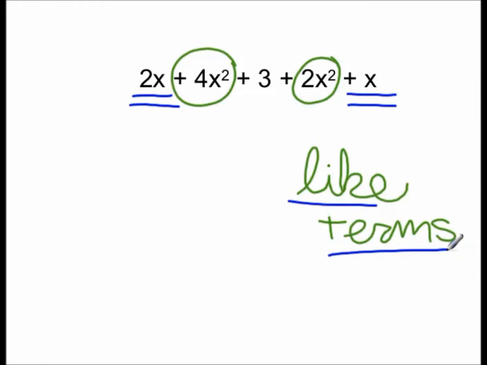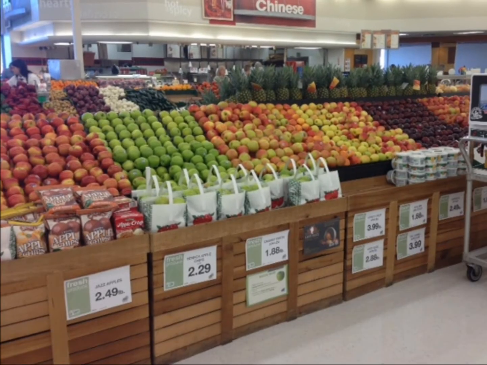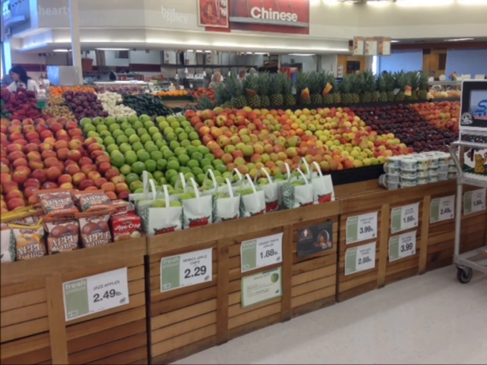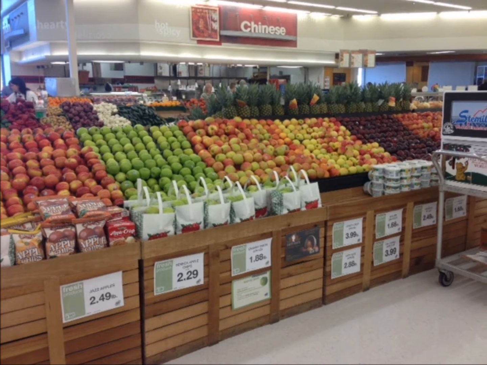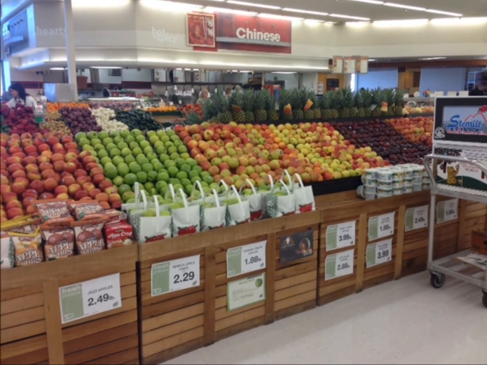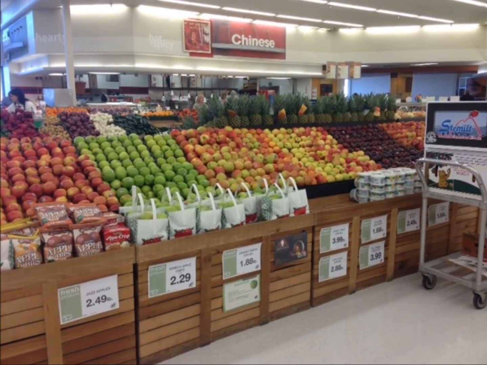Now when you're thinking about like terms, I want you to picture the produce department at Hy-Vee. Picture how each kind of fruit is in its own section. The green apples are together, the red apples are together, the plums are together. It's all sectioned off. That's how like terms are supposed to be.